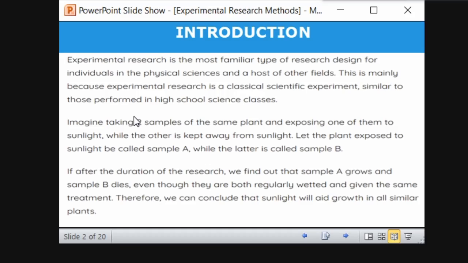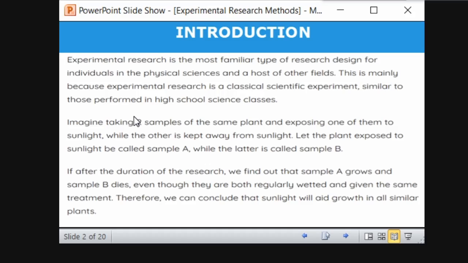It is the most familiar type of research design for individuals in the physical sciences and a host of other fields. So experiments are usually carried out in the field of physical sciences, right? In physics and chemistry, they will have laboratory kinds of experiments. So the majority of experimental research comes from those areas.